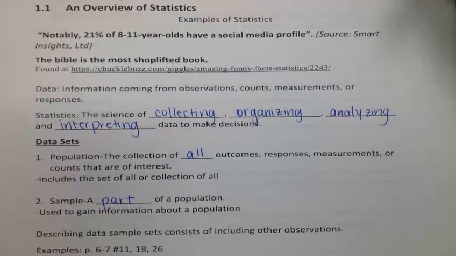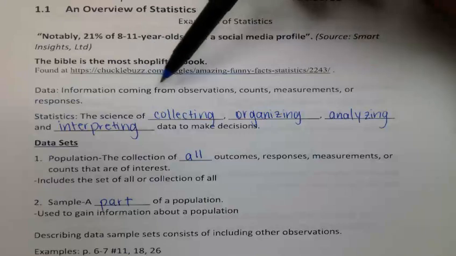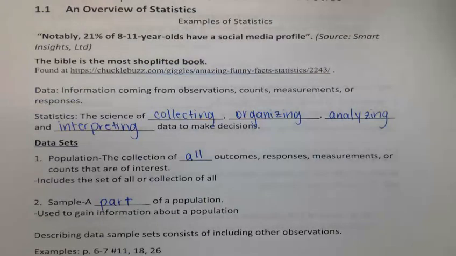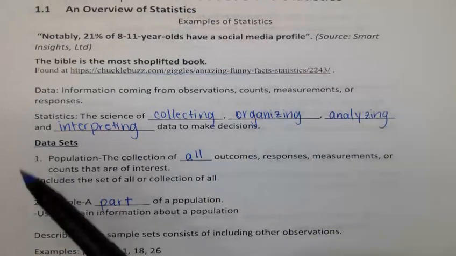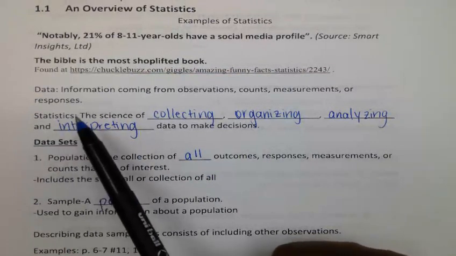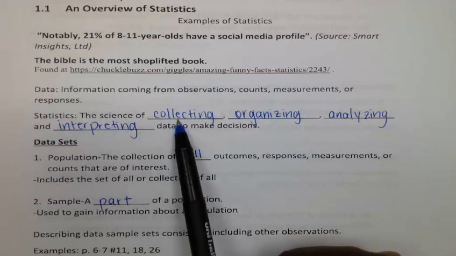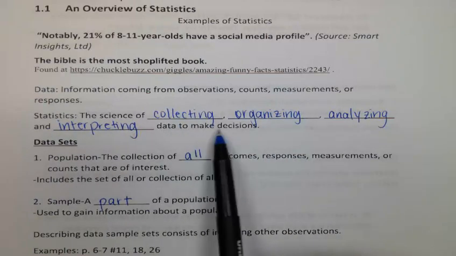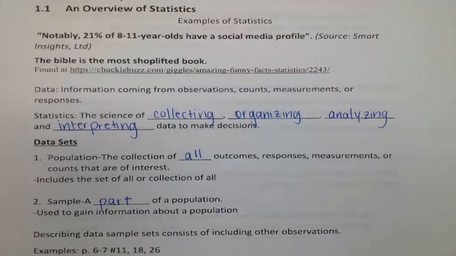All right, so first, data. Data is information coming from observations, counts, measurements, or responses. So these are the numbers, the words, or the terms that are collected. And then from there, we have statistics. This is the science of collecting, organizing, analyzing, and interpreting data to make decisions. All right, I'm going to pause, let you write that down.